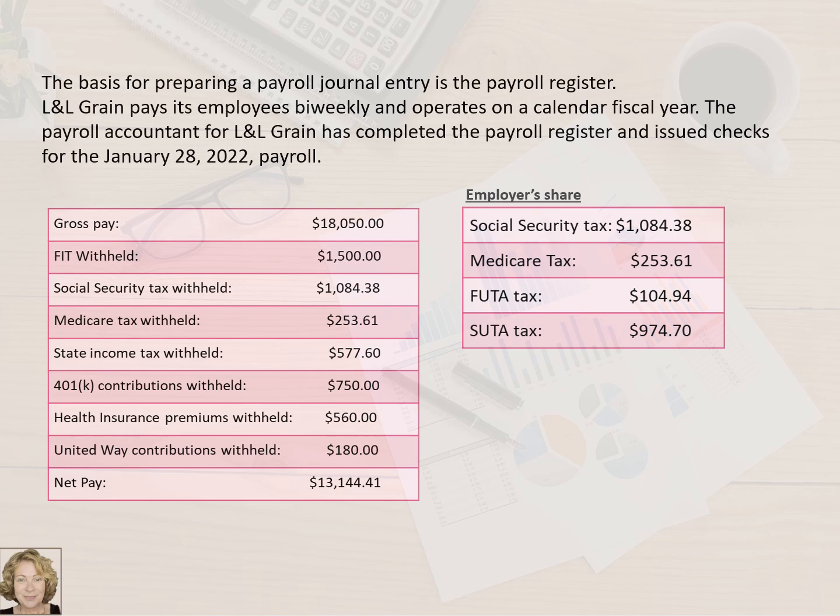So let's look at an example from our textbook. L&L Grain pays its employees biweekly and operates on a calendar fiscal year, which just means that the company's financial statements are prepared for the time period from January to December.